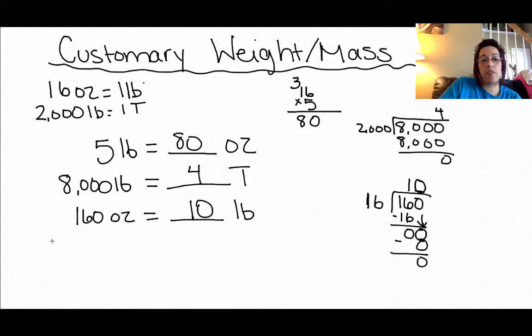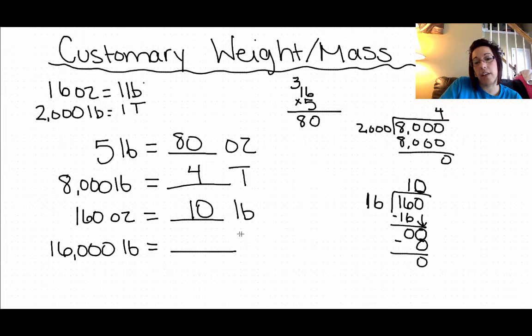If we have 16,000 pounds and want to know how many tons that would be, 16 divided by 2 would be 8. So 8 times 2,000 would be 16,000. This would be 8 tons.